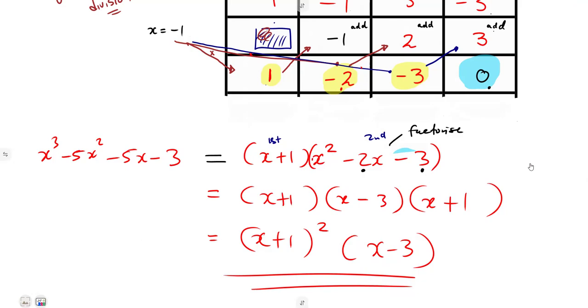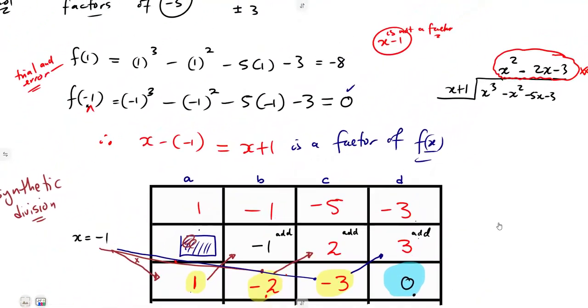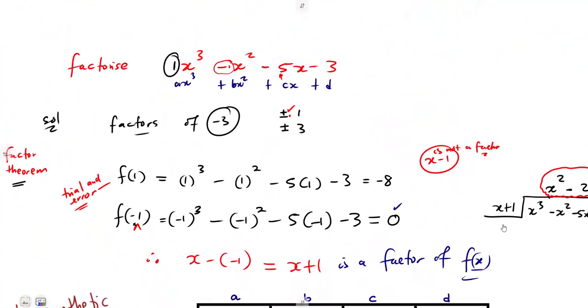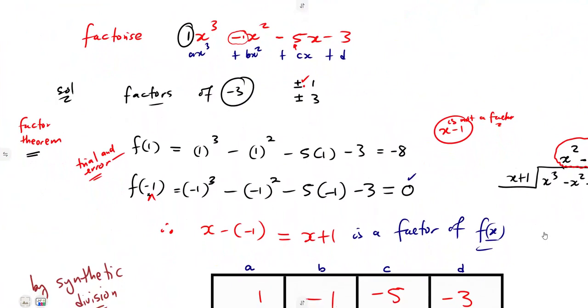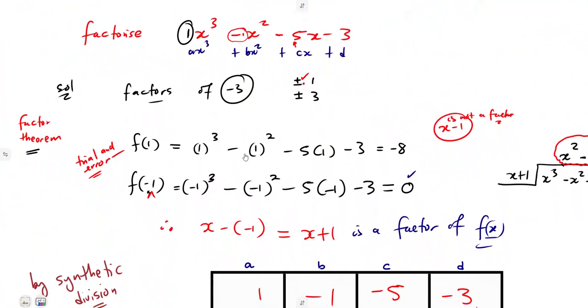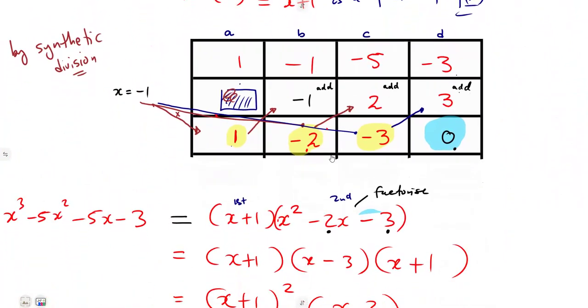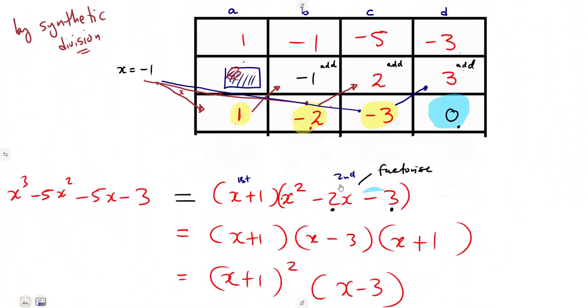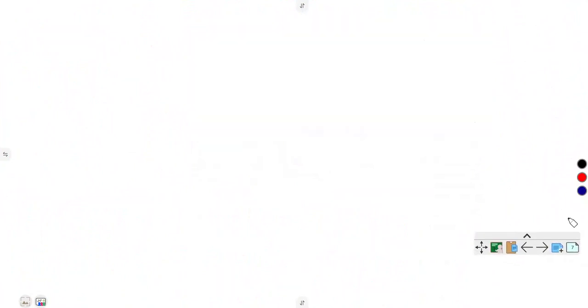So that is the example that we had. From those notes, you can try to apply these steps. Find the first factor from the factor theorem, then use the synthetic division to obtain the second factor. Let us try another example from what we have.